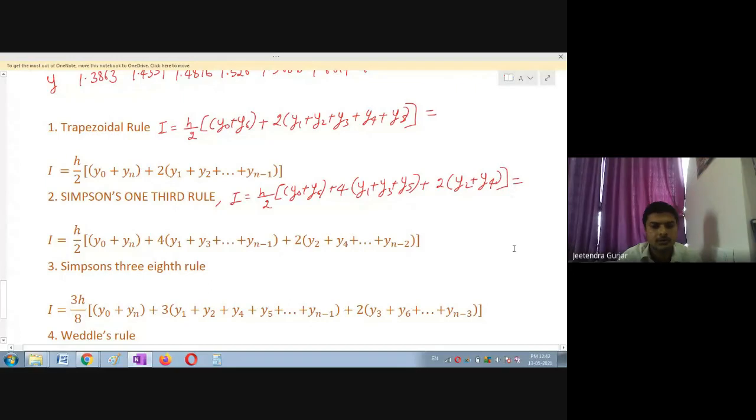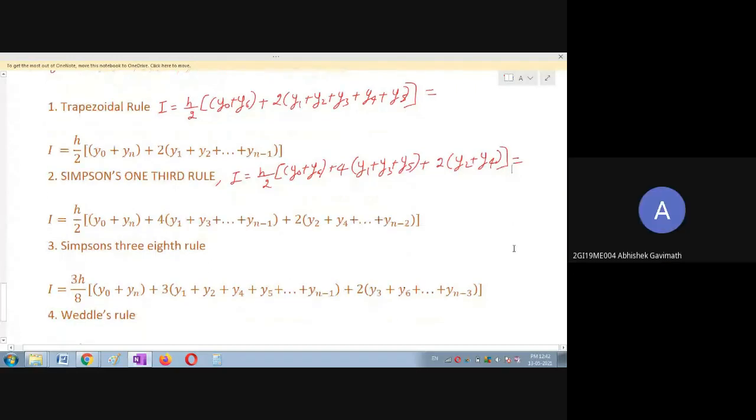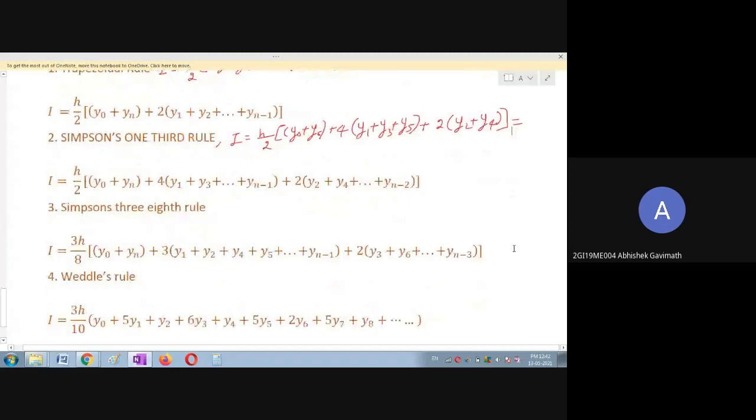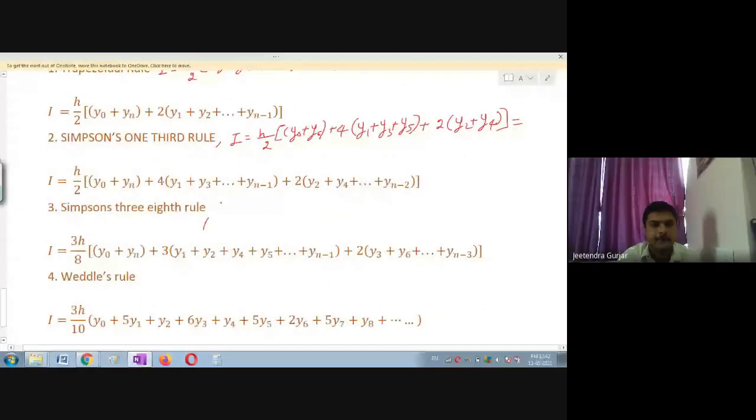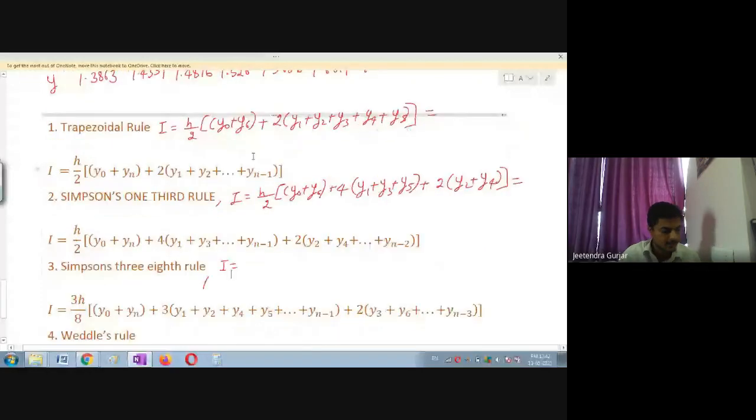So all the rules you are going to write. Sir, for Simpson's one third, it is h by 3, right? Sorry, h by 3. You are right, beta. This is h by 3.